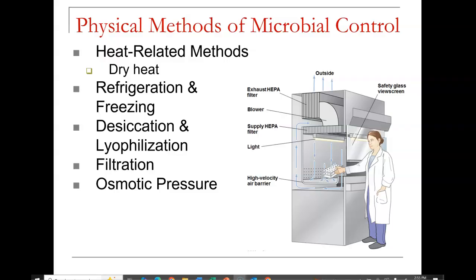Next, we have refrigeration and freezing. This is going to inhibit the growth and reproduction of most microorganisms by stopping their metabolic process. So refrigeration is going to use temperatures between 0 degrees Celsius or 32 Fahrenheit and 7 degrees Celsius or 45 degrees Fahrenheit. If you're freezing it, those temperatures are going to be below 0 degrees Celsius or 32 degrees Fahrenheit.